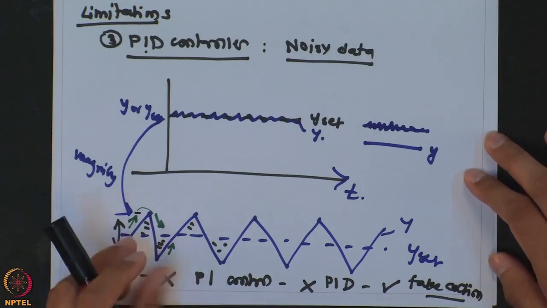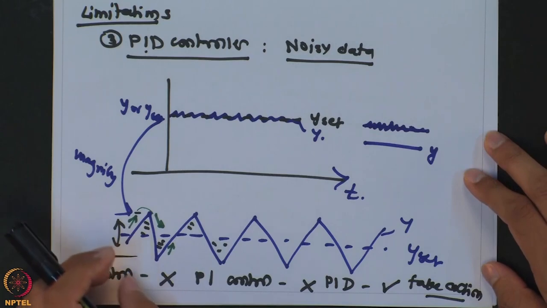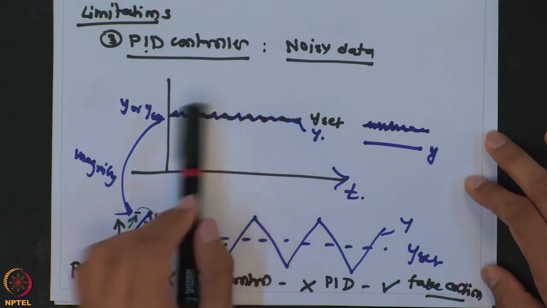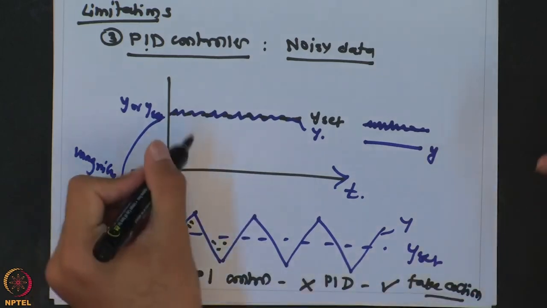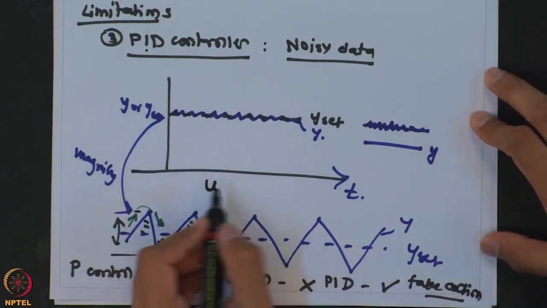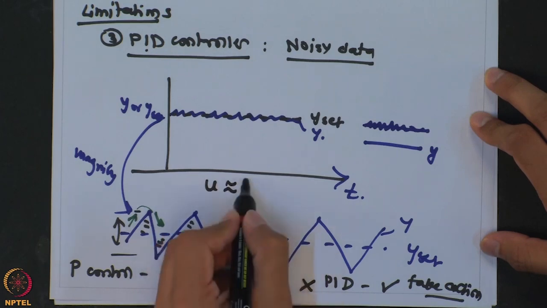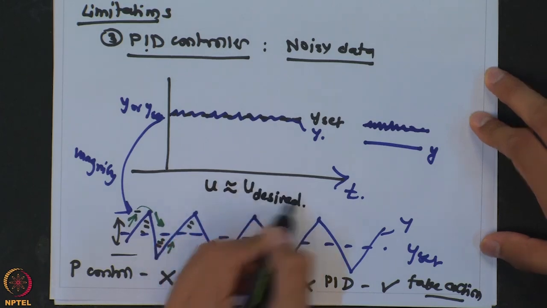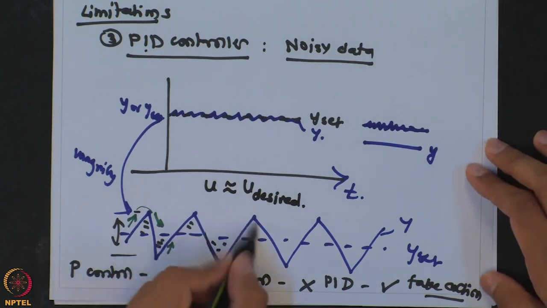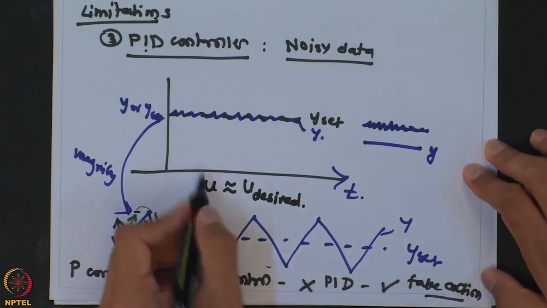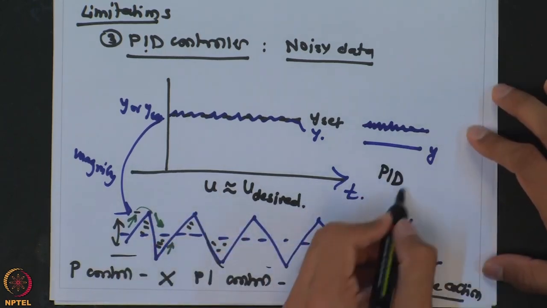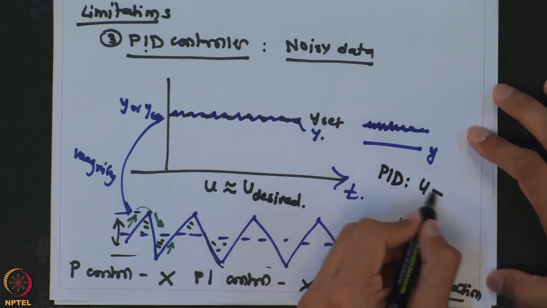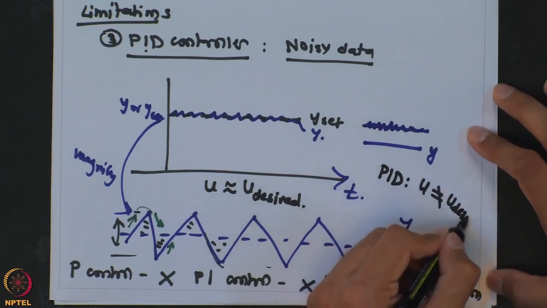And if the tau d is not selected properly, or the tau d has a significant value, then the controller will try to get rid of these fluctuations. And as these are natural fluctuations where nothing can be done, in this case, the manipulated input or the controller output is very much closer to whatever is the desired value. But because the derivative action is trying to react to these fluctuations, it is going to change. So the PID controller will cause you to move away from this desired value.